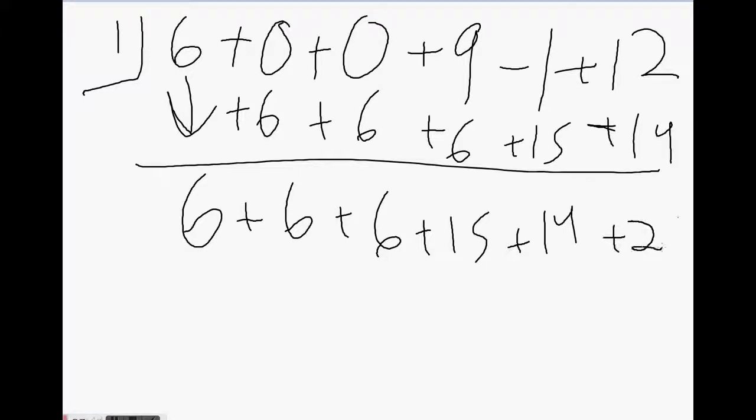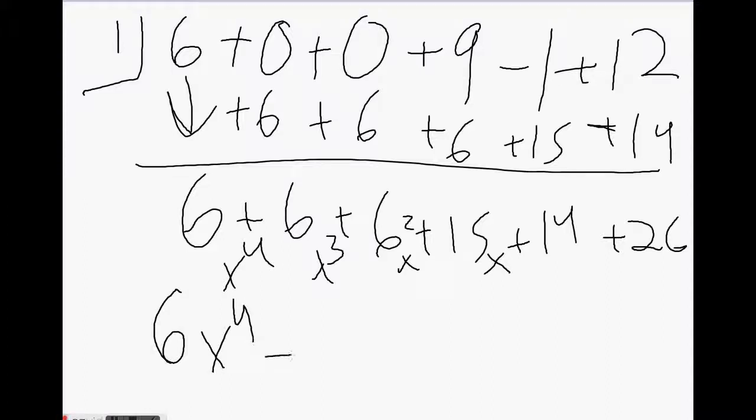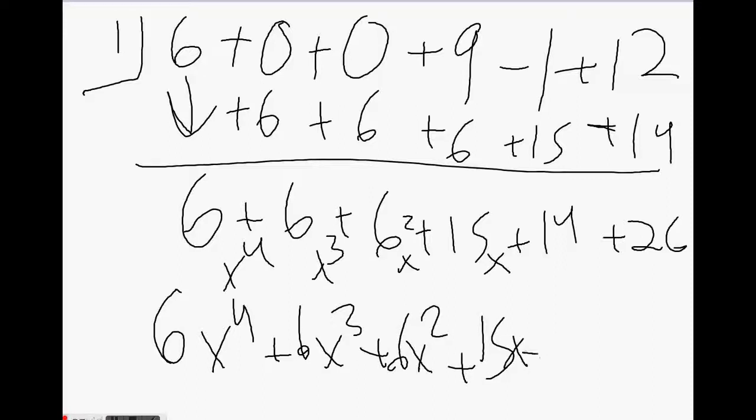And 12 plus 14 is positive 26. Hopefully I did that right. I did a lot of it in my head. So we have x squared, x cubed, and x to the 4th. So that's our answer. So let's write 6x to the 4th plus 6x cubed plus 6x squared plus 15x plus 14 plus the remainder of 26.